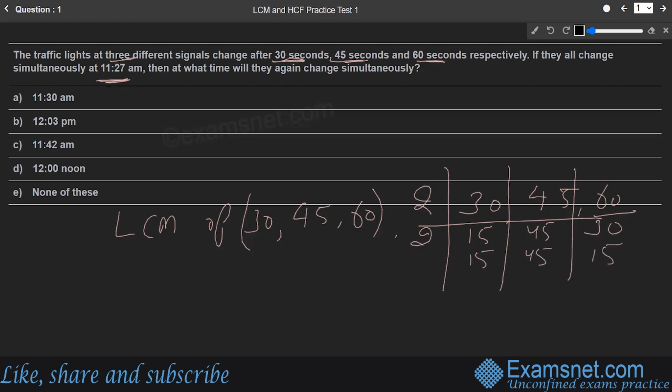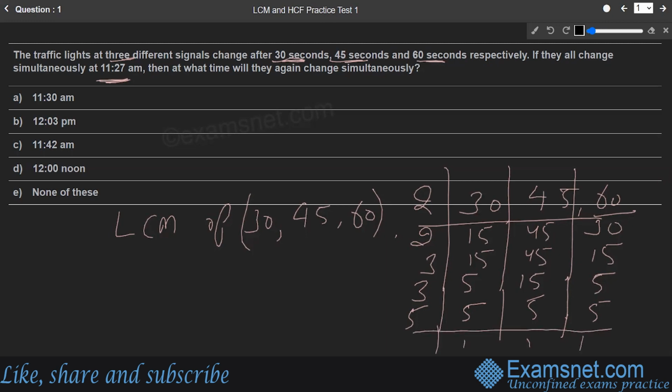Now, no number is divisible by 2, so we need to divide by 3. So we get 5, 15, then 15, 45, and 5, 15 again. Now we can again divide by 3, but 3 cannot divide 5, so we'll just write 5 as it is. 3 can divide 15 to give 5, so we write 5 here, and 3 cannot divide this 5, so we'll just write 5 again. Now all these three numbers are divisible by 5. So the last row is 1, 1, 1. This is where we end. When we receive all ones, we end.